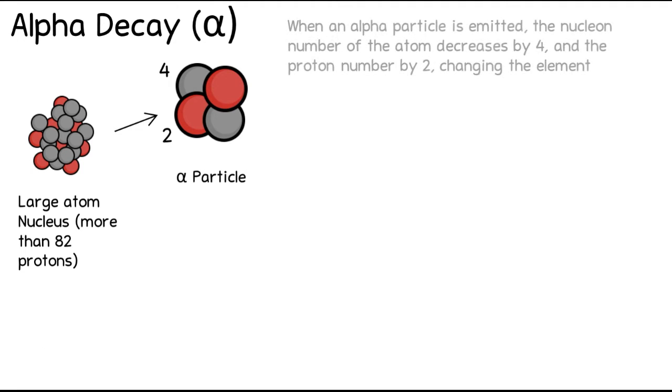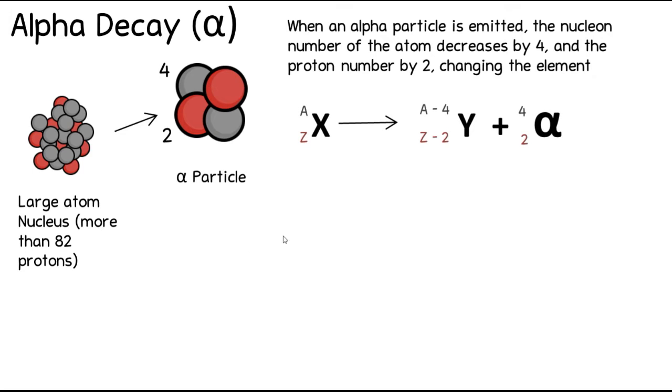So if we just look here, when an alpha particle is emitted, now we're talking about the nucleus here. If we go back to this nucleus, when this is emitted, the nucleon number of the atom that the alpha particle was emitted from will drop by 4 because you've just lost 4 nucleons, and the proton number will drop by 2 because you've just lost 2 protons. And what this means is the actual element that did the ejecting of the alpha particle will change because it's lost some protons, so it will have a different proton number and therefore be a different element entirely.